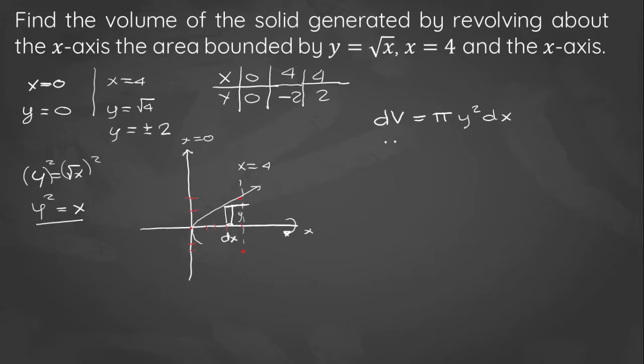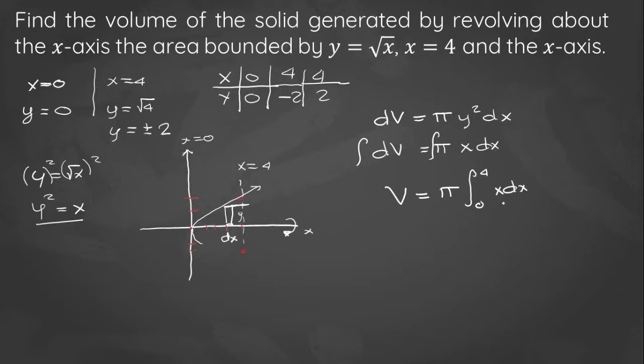So dV is equal to pi. Now the value of y squared, by taking the squares of our equation here, will become x. So this is x dx. Now, integrating both sides, we have V is equal to pi integral from 0 to 4, because these are our limits of integration. We must look at the x-axis since we are integrating in terms of x. So this will be x dx.